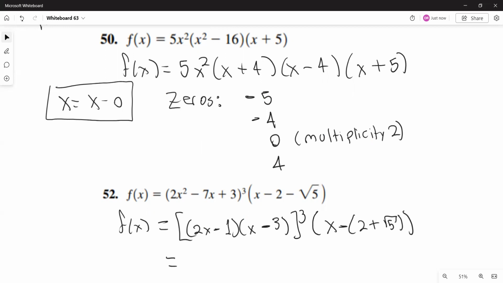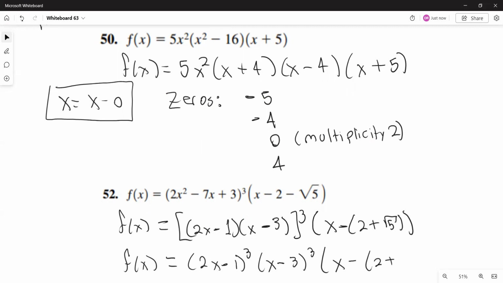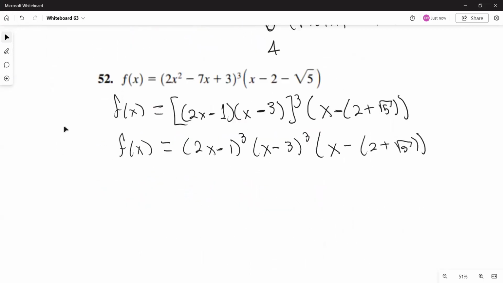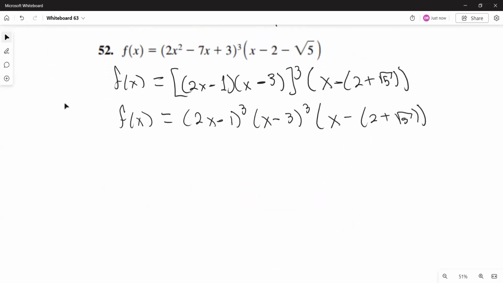Okay, so in factor form, this polynomial is going to be 2x minus 1 cubed times x minus 3 cubed times x minus 2 plus square root of 5. So that polynomial has 3 zeros.